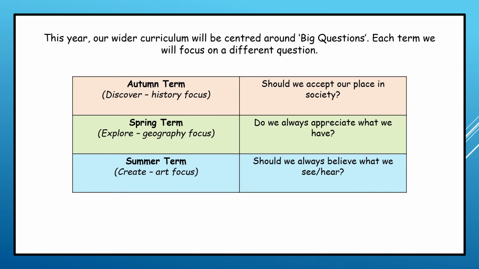Summer term, our Create term, has an art focus, and our big question is, should we always believe what we see and hear? And in particular, we focus on space, and we look at the moon landing, and we build balanced arguments, and we look at whether what we're always told and what we're always shown is true or not. So these big questions are just a way to get children thinking a little bit more deeply about the topics and the subjects they're learning, and to make links between each of them.